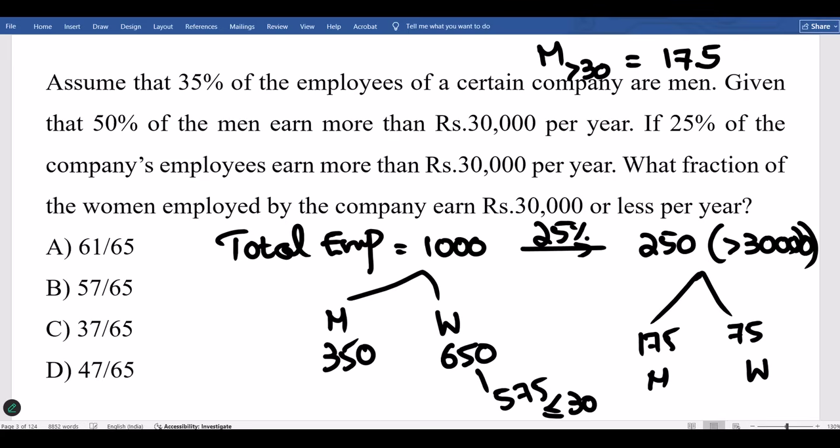See the calculations once. What they gave: 35% men, so 350 if it is 1000. Women is 650. Next, given 50% of the men: out of 350, 50% means half, 175. 25% of the employees, out of 1000, means 250 are getting greater than 30,000. Among that, men are 175 already, so women must be 75. Among women, 75 are getting greater than 30,000. Then less than or equal to 30,000 will be 575. So the answer is 575 divided by 650.